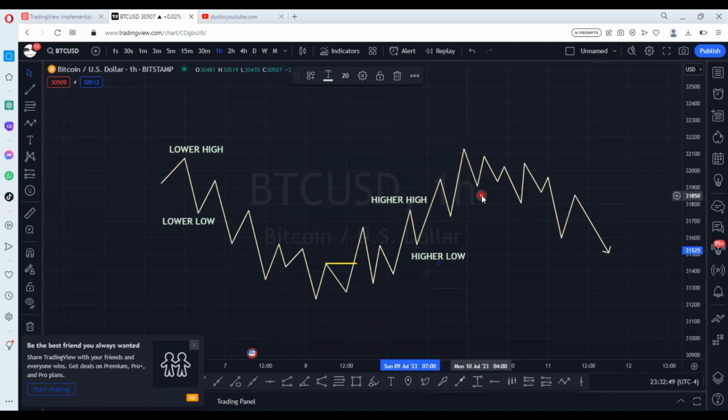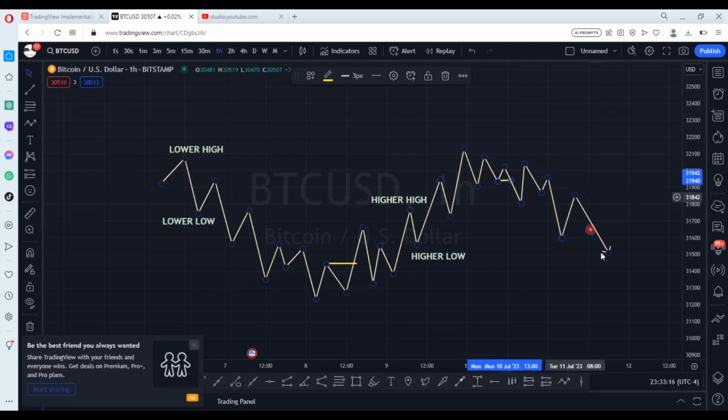Also, for us to determine that there is a change in structure, you have to see a break of the previous low. You have to wait for a retest and a break again of that low. So automatically here becomes a lower low, a lower high, lower low, so on and so forth.